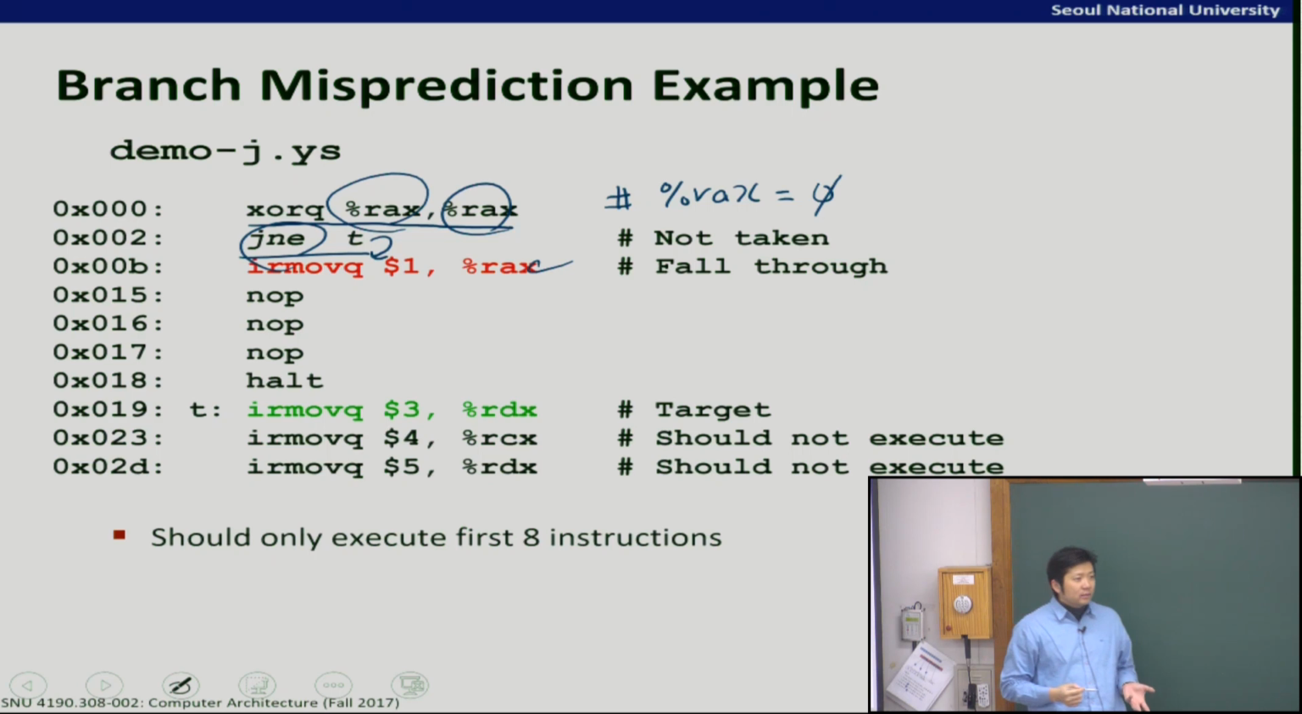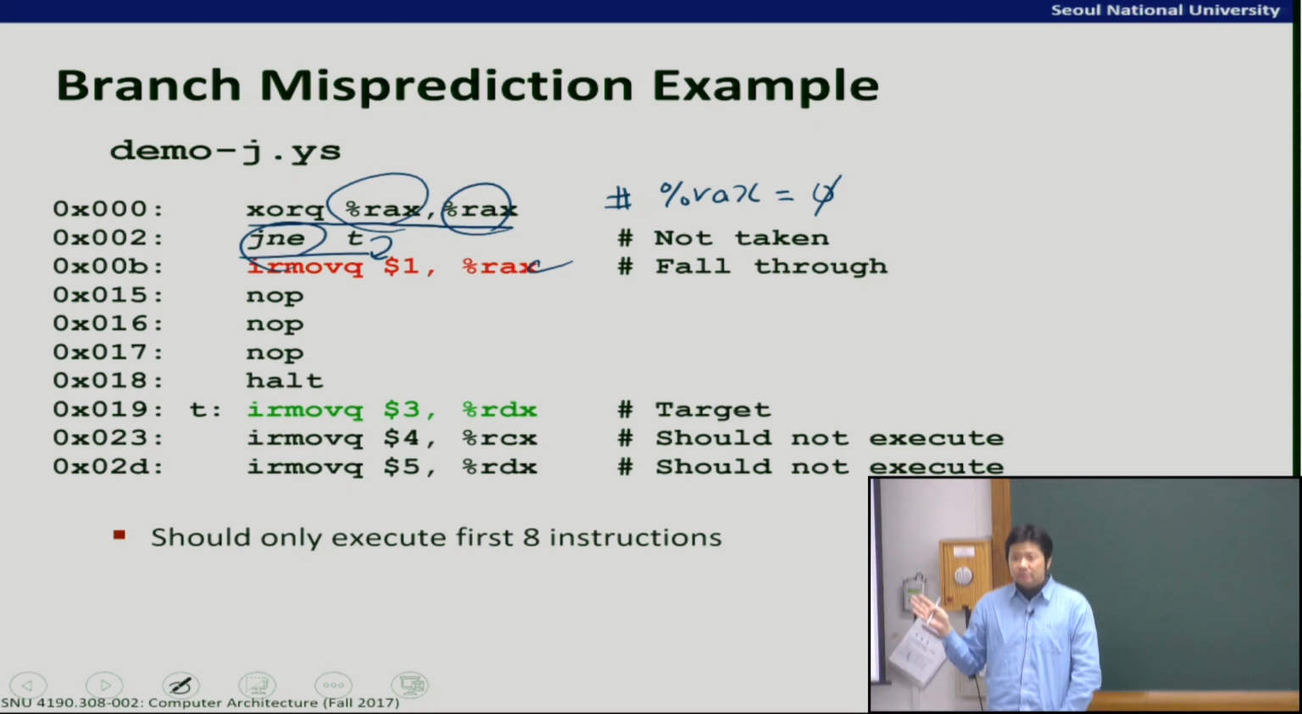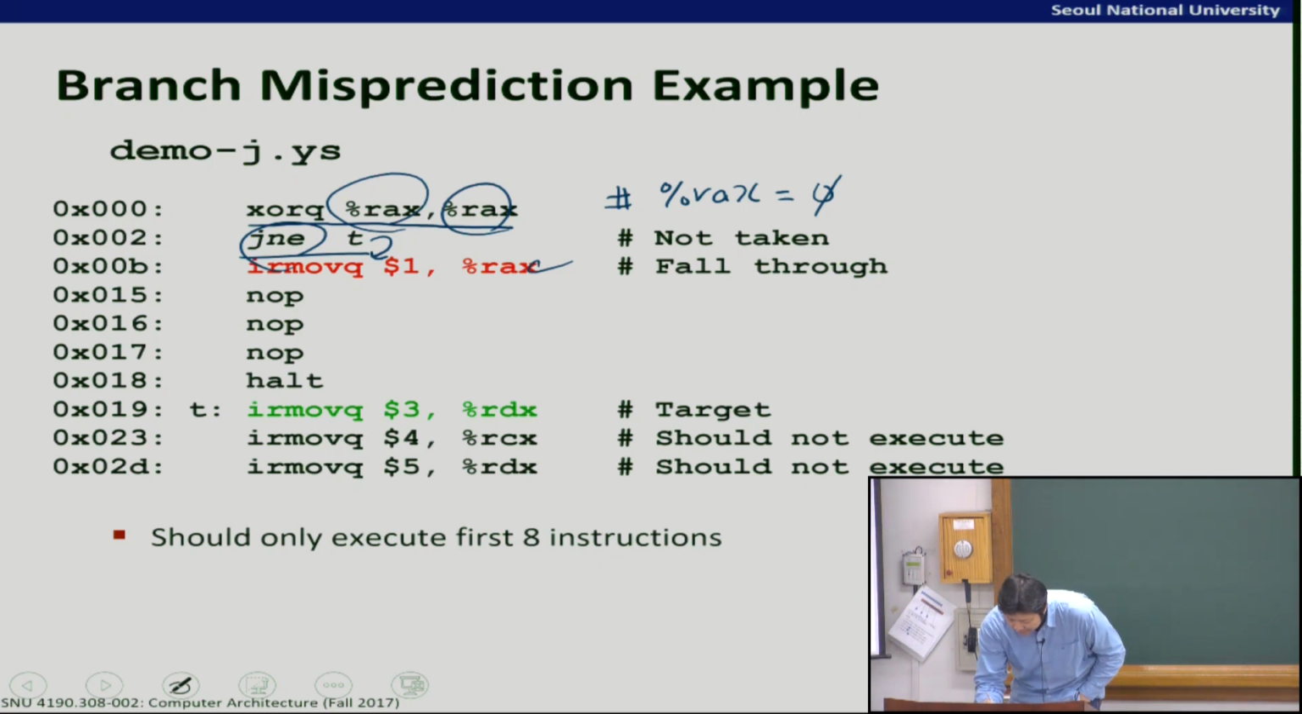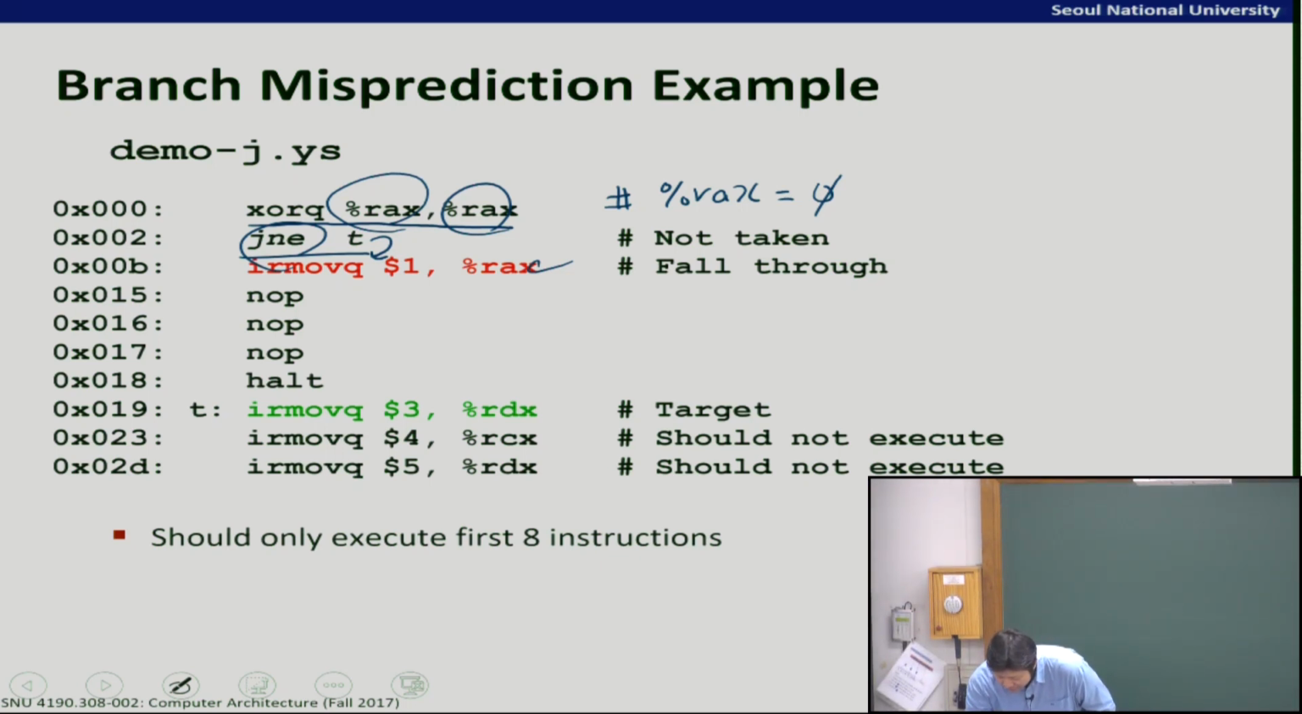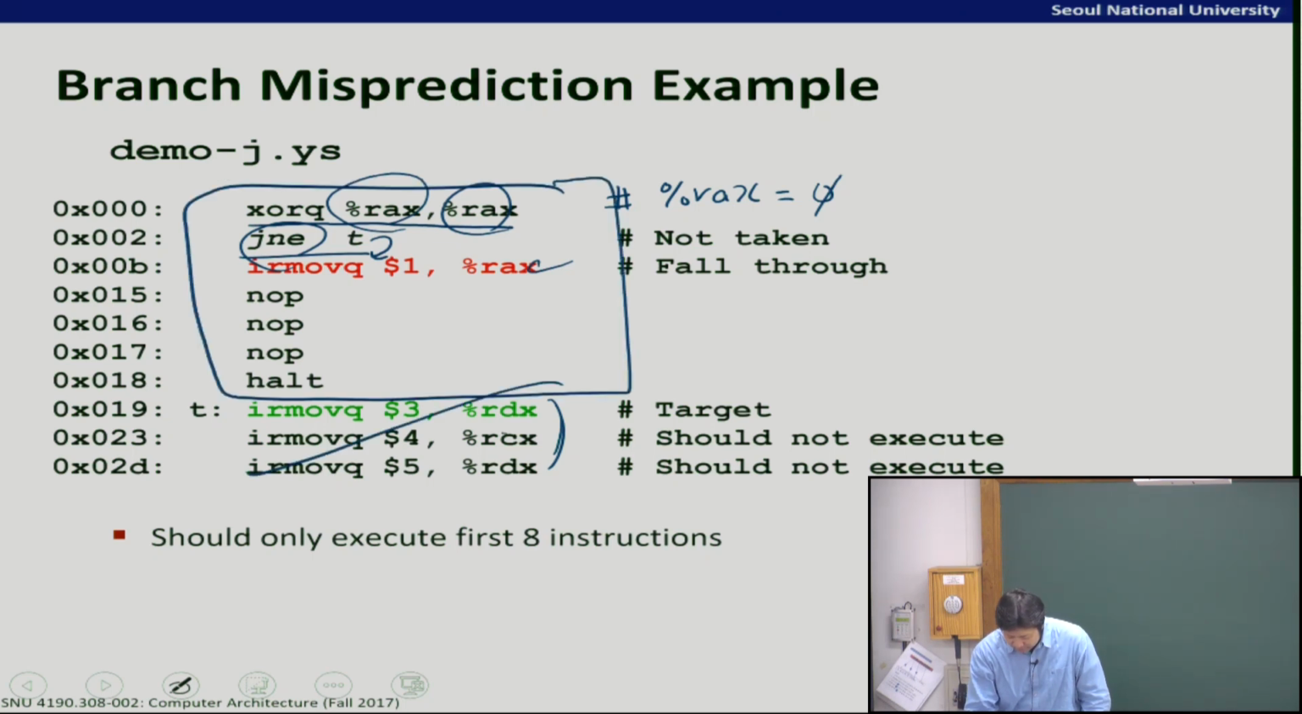But in our pipeline, if you remember, whenever there is a branch instruction, we assume the branch will be taken. That's our assumption. So we fetch the next PC from the target address of JNE. In this case, this is the target, and this instruction should not be executed. The correct behavior is that we only execute this block of code, but not any of these. That's the correct behavior. But let's think about how these instructions will be executed in the pipeline.